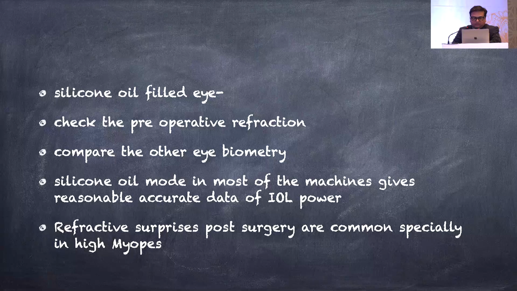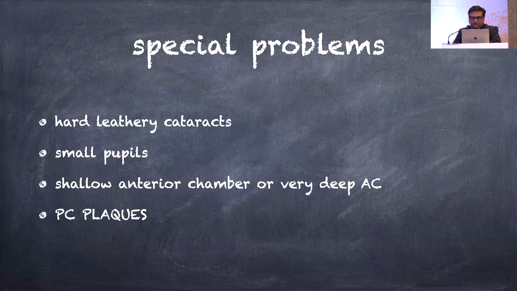You have to have a preoperative refraction of the patient to have a fair idea of the biometry, so that you are not heading for post-surgery refractive surprises. It's very common in high myopes, where you'll have surprises even if your data is very accurate.